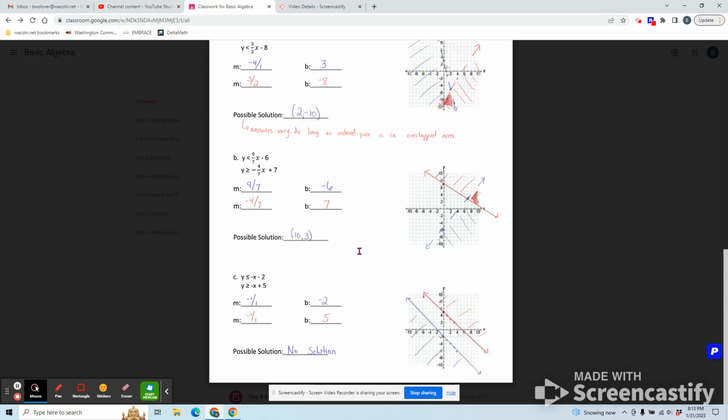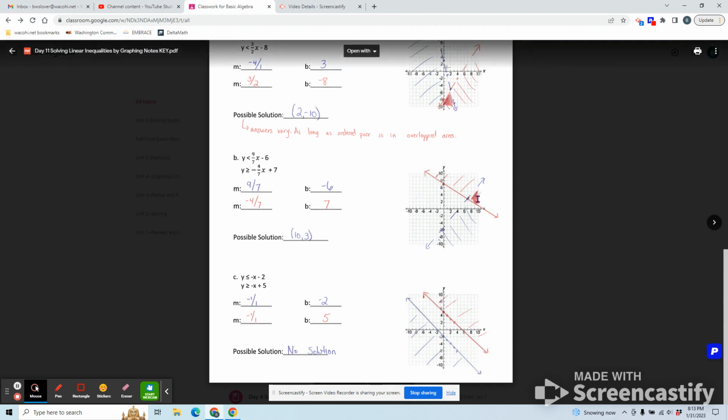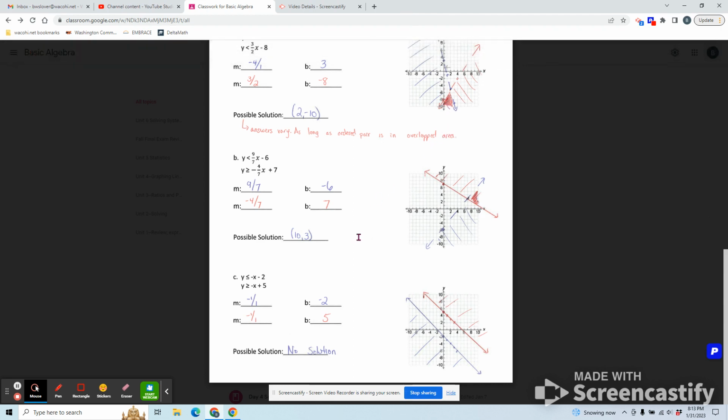So when you graph a system of inequalities, identify the m and the b, graph the line, do the shading, and then go to the next line. Identify the m and the b, graph it, do the shading, and where they overlap is your solution set. Just like I did here, I darkened in where my overlapping was so I knew where the overlapping area is. Please make sure that you do that.